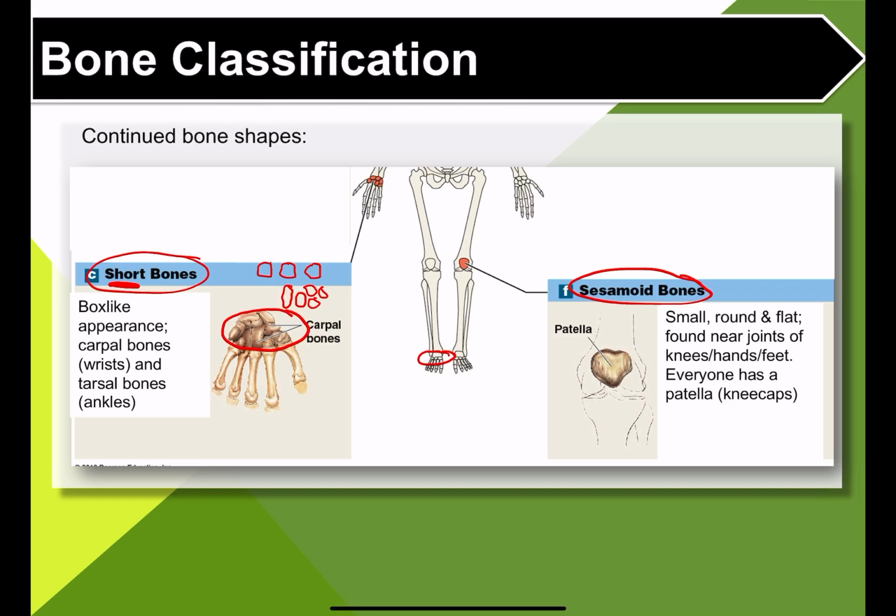Sesamoid bone is the last type of classification of bone shapes, and it doesn't really fit into the other five shapes because they're small, but they're round. They have flat areas as well. So that's why there's a whole category for this type of bone called sesamoid bones. They're usually found near the joints of your knees, hands, and feet. For example, your knee has this special bone called the patella, which is what we commonly know as the kneecap. So this is a good example of a sesamoid bone.